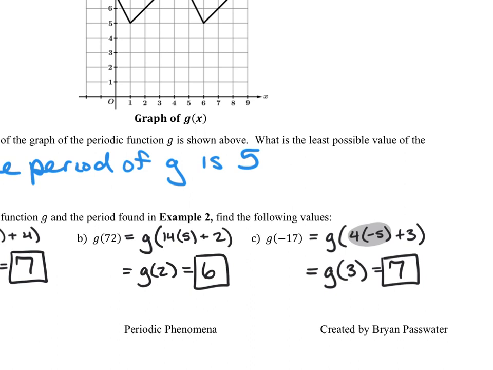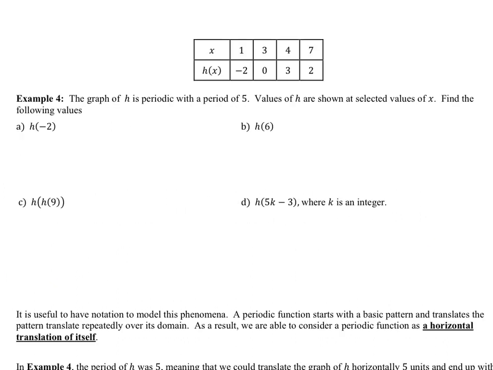If we look on the back of this page, I don't have to just provide you with a graph to be able to answer questions like this. We can also be provided a table. Now, tables don't normally make us think about periodic functions, so we look at the blurb next to the table. It says the graph of h is periodic with a period of 5. So that's important. This is technically a different problem, but it does still tell me that the period is 5. So we're going to be using the same number to do our period here.